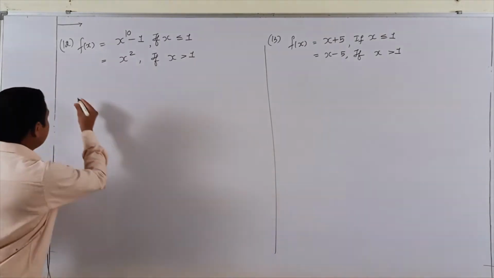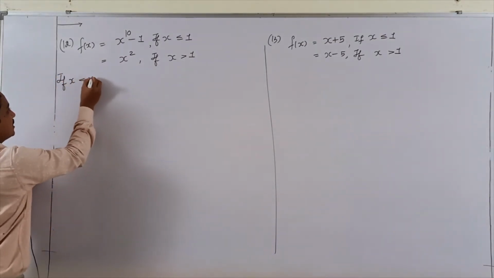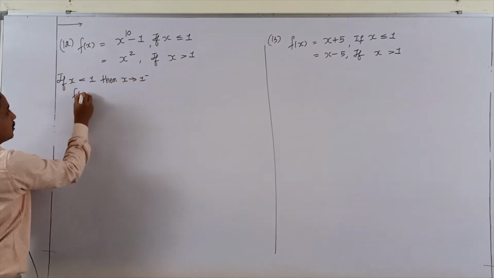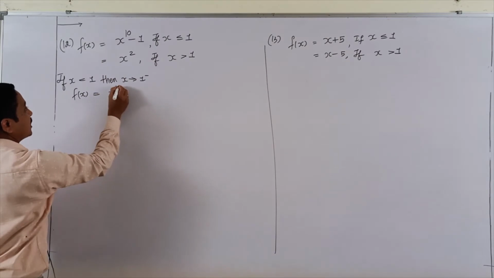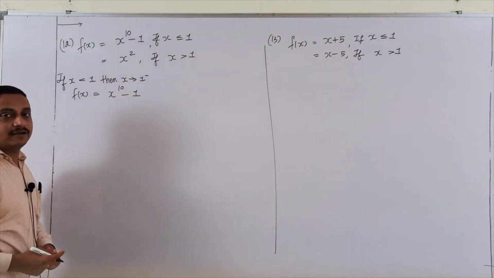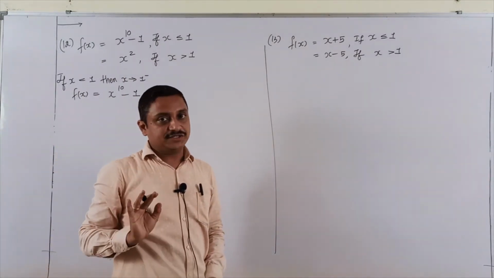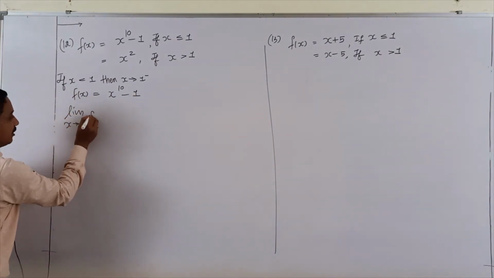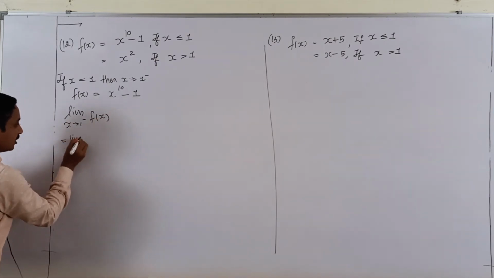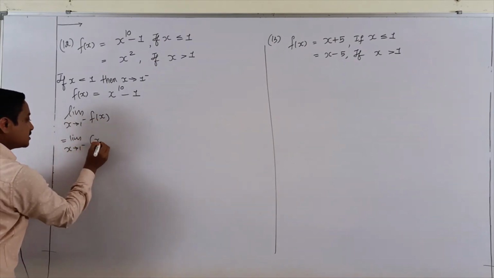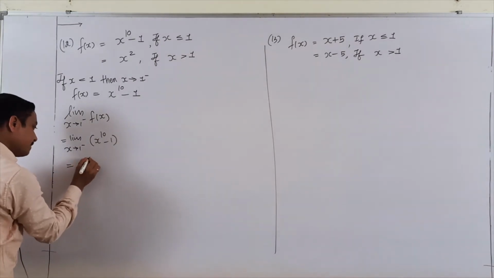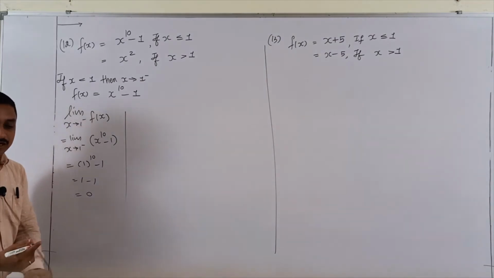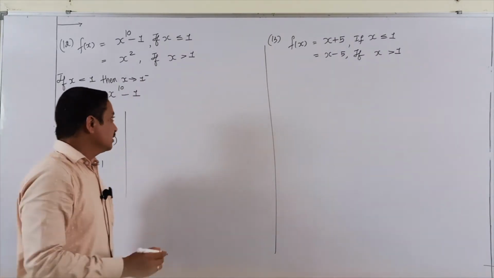Three terms. Start similarly. If x less than 1, then x tends to 1 negative. The function there is x raised to 10 minus 1. Left hand side limit applies, so I put x tends to 1 negative into the function and put down its value. It is x raised to 10 minus 1. Applying the value, definitely you can get the value as 0.